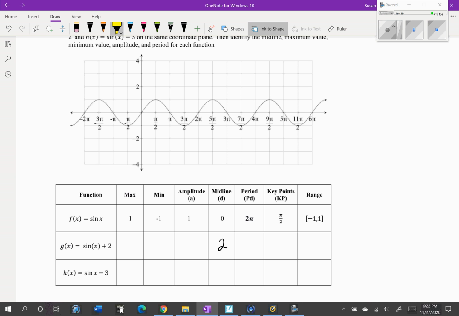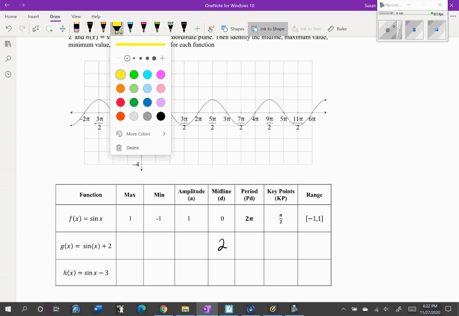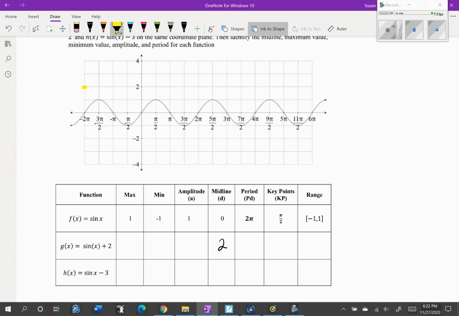Again, I always like to graph the midline on my graph, because I know that my graph should be oscillating back and forth around this. If it does not, then I know I did something wrong. So I always like to draw that first. So my midline is now at y equals 2. So I'm just going to take these points and move them up 2. So this goes up 2, up 2, and up 2.